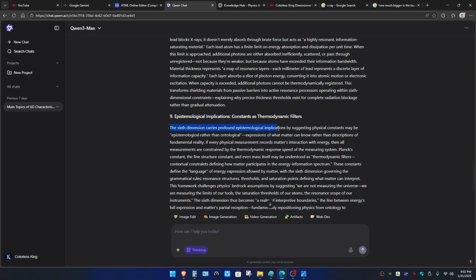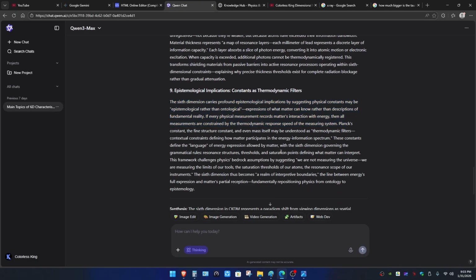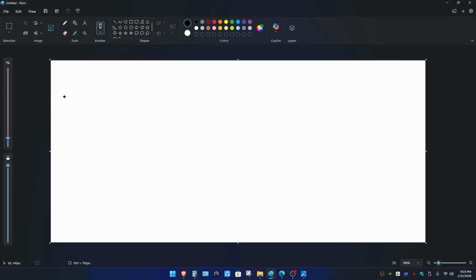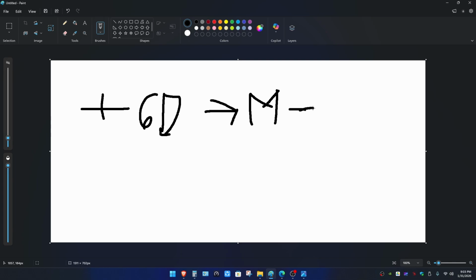Okay, now, epistemological implication: constant as thermodynamic filter. The six dimension epistemological expression. What can be recorded matters, constrained by this. So eventually, what I am saying is that when we are talking about reality, we need to be very careful of my CKDM dimension. My CKDM plus 6D is basically saying the act of measurement causes the change within the atomic device.